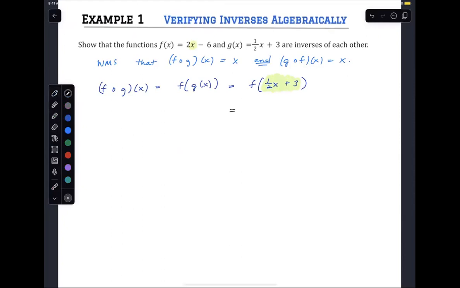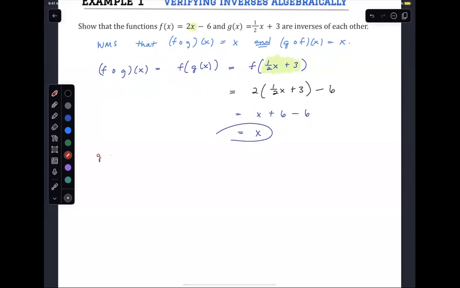So this is going to equal 2 times (1/2 x plus 3), and then minus 6. I took the x in f and replaced it with g. So to simplify, I'm going to distribute the 2. 2 times 1/2 x is just x. 2 times 3 is 6, minus 6. So this just becomes x.